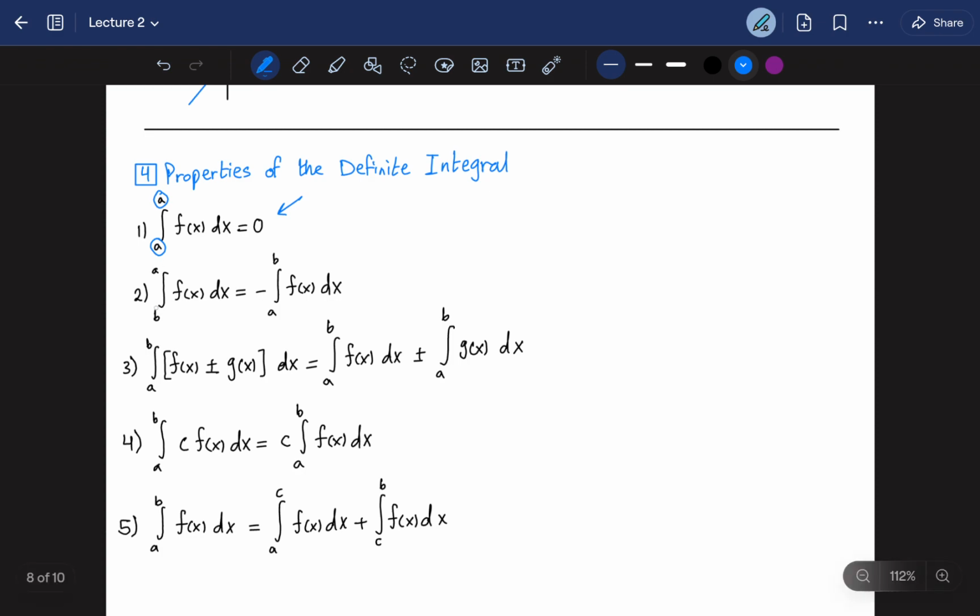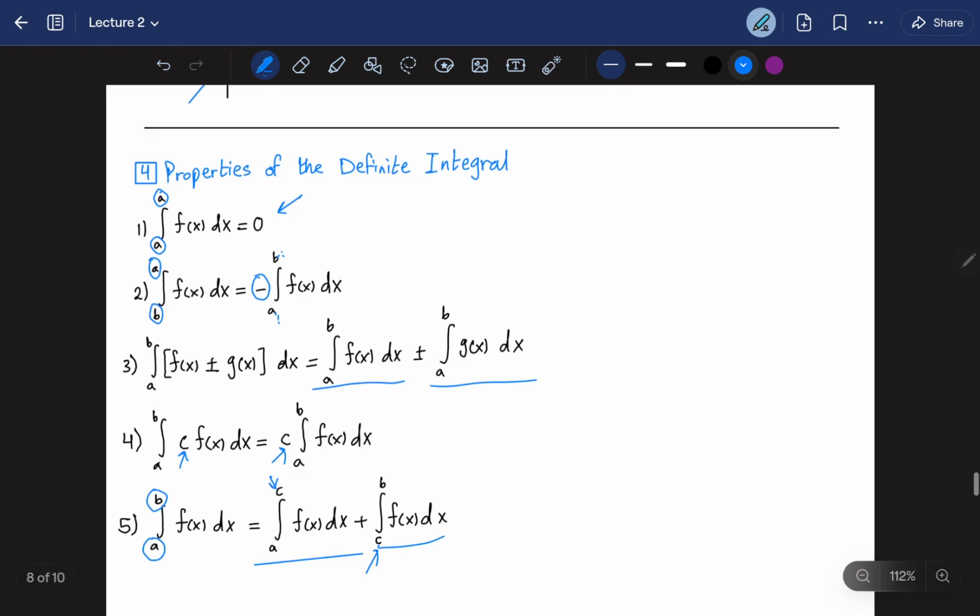Also here, if I'm integrating from b to a, you can take it as a negative and just switch the position of the bounds. And the third property is where I can distribute the integral, if I have a summation or a subtraction, into two separate integrals. If I have a constant inside of my integral, I can just easily take it out. And if I have an integral from a to b, and I have a value c between a and b, I can just split the integral into two parts, exactly like we did for the summation in the previous video.